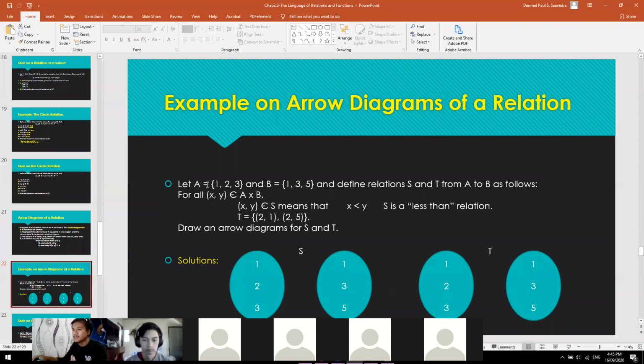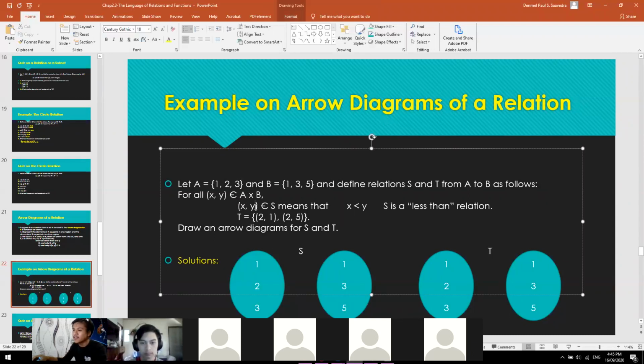So let A be a set, and we have the elements 1, 2, 3 in that A, and then B as a set, with elements 1, 3, 5. And define relations S and T from A to B as follows. So for all elements X and Y in A times B, X and Y would be in relation with each other, or an element of relation S.